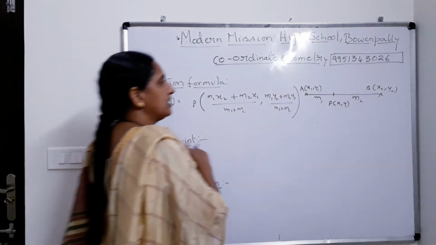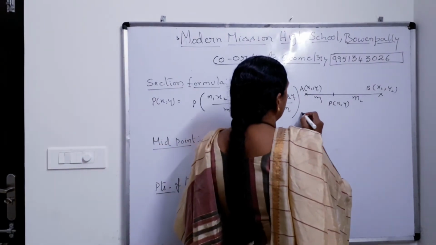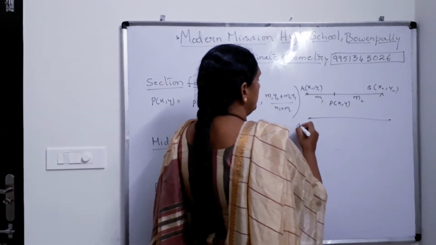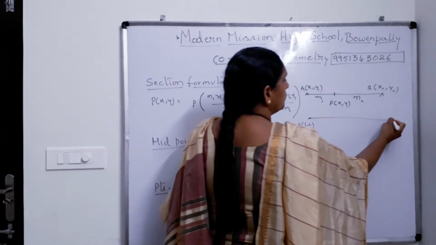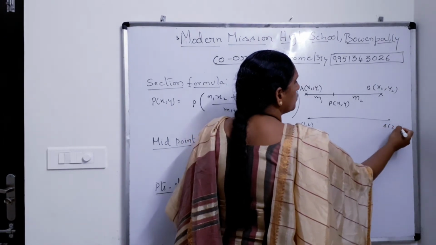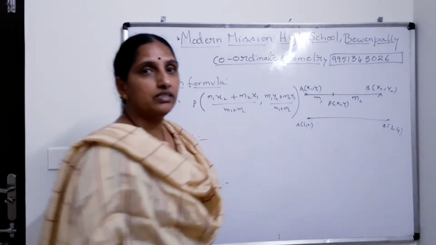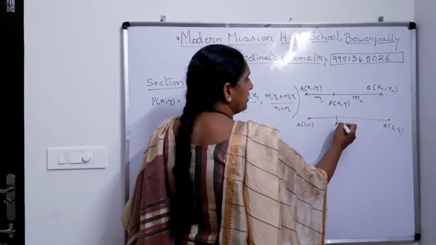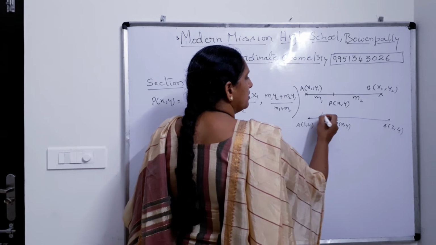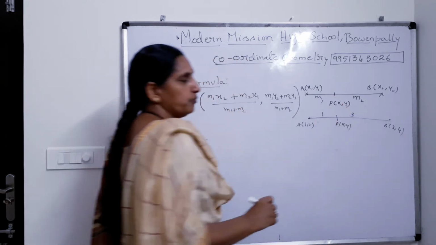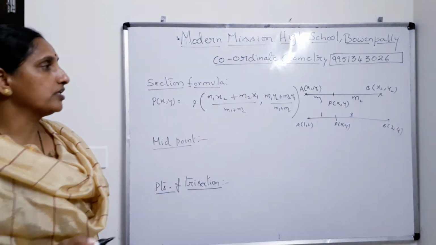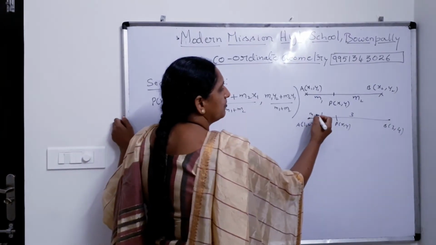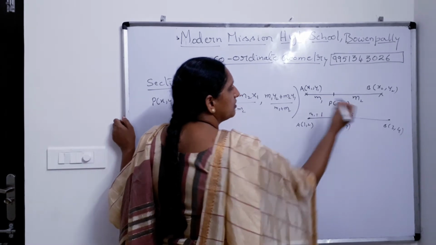Okay, let us take an example. Let us consider A of 1 comma 2, B of 3 comma 4. We have 2 points here. The line joining them is divided by some P of x comma y in 1:3 ratio. Here what is m1? m1 is equal to 1. m2 is equal to 3.